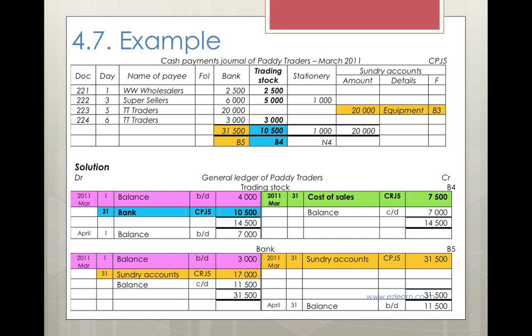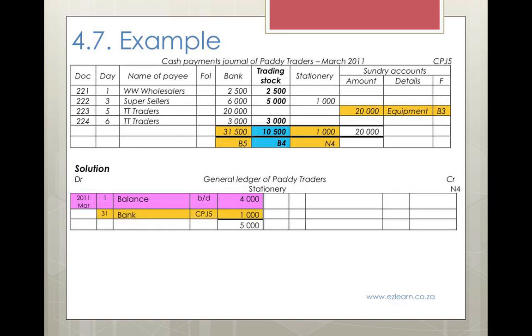You do not post the 10,500 to cost of sales as well, as there is no cost of sales here. You are not selling stock, but only buying it. So in the same way that you will post stationery to stationery, you only post the trading stock amount in the cash payments journal to the trading stock account. Be very careful not to get confused here. The stationery column gets posted to the debit side of the stationery account, as it is an expense and it decreases equity.